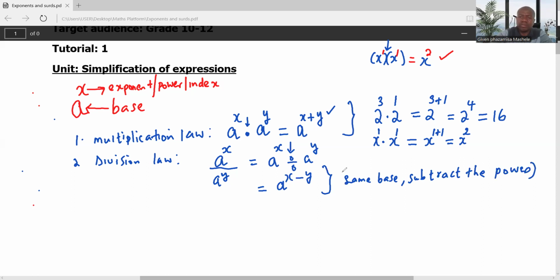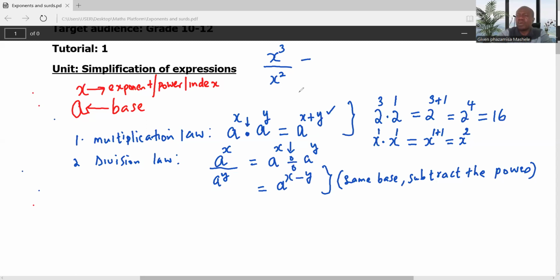So when we are dealing with division, you take one base and you subtract the exponent. Why is that true? Let's say we have this expression, just an example. Let's say we have x to the power of 3, and we divide this by x to the power of 2.